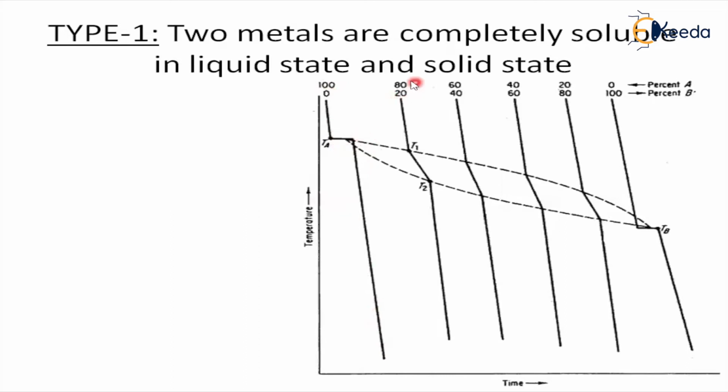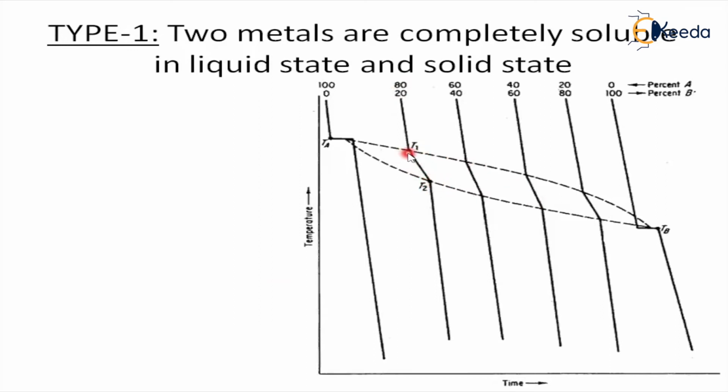If you consider the next one, this is 80 20. 80 is the matrix composition, that is, assume it as the first material composition, and 20 is the second material composition. In this case, when this is the liquid line, this is the freezing starting point or solidification starting temperature. T1 is represented as the solidification starting temperature, and this is the solidification ending temperature.